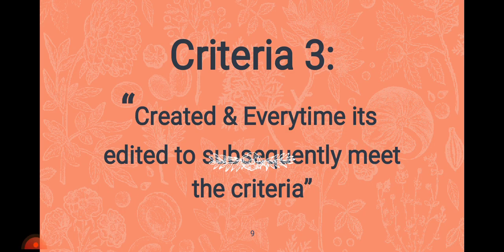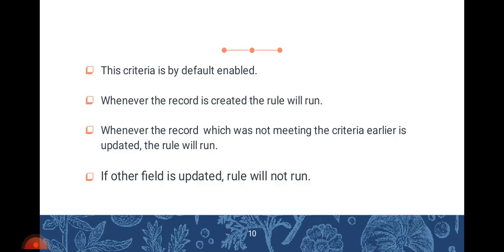Criteria number 3. The drawback of criteria number 2 will be overcome by criteria number 3. Criteria 3 is created and every time it's edited to subsequently meet the criteria. There are a few points to be considered. Number 1, this criteria is by default enabled. Whenever the record is created, the rule will run. Whenever a record which was not meeting the criteria earlier is updated, the rule will run again. If another field is updated, the rule will not run.